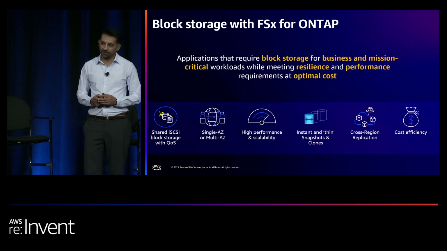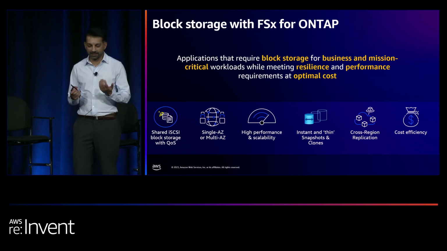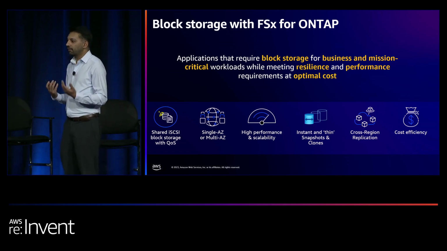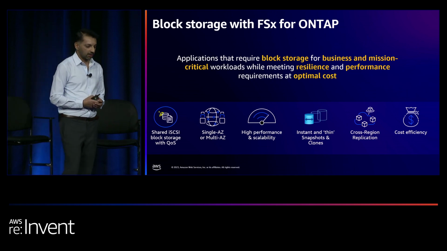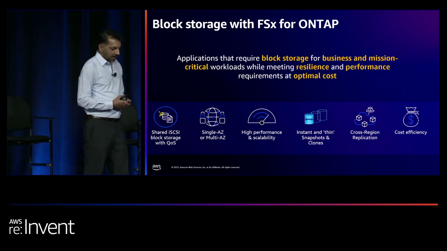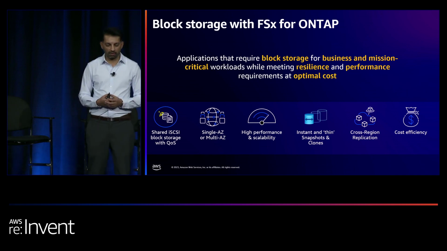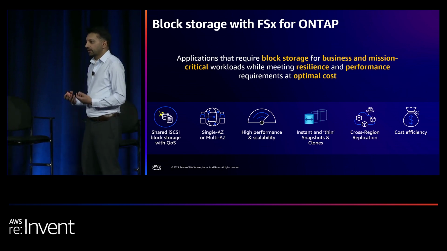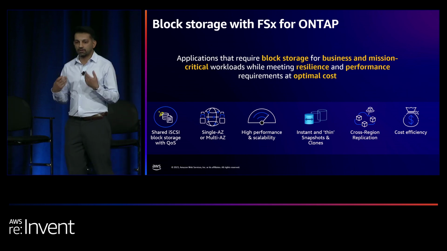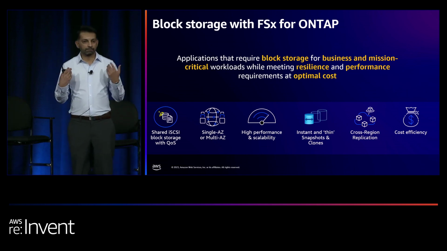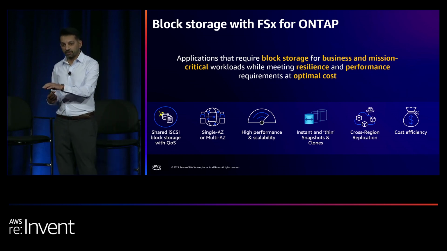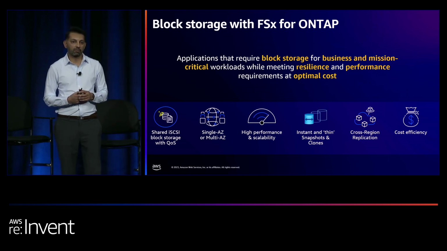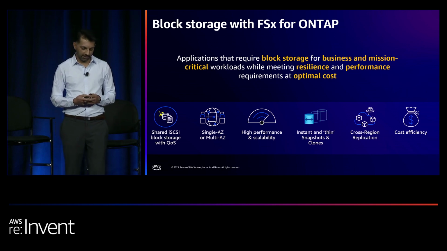Let's switch gears a little bit more towards block storage. As I said earlier, FSx for ONTAP is the only unified storage service available in the AWS portfolio. And it provides block storage using the iSCSI protocol for the applications that do need high performance, low latency, small block I/O, while needing high availability and high durability for those business and mission critical applications.